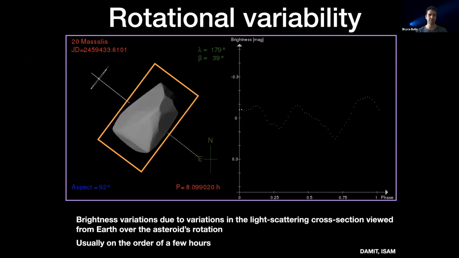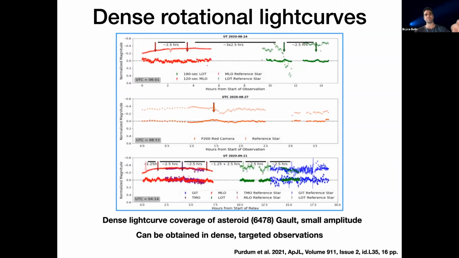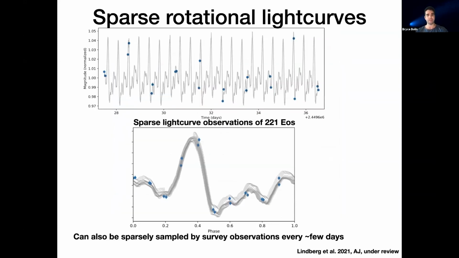Sorry about that. As the asteroid rotates, its viewing cross-section can change due to its shape. This can cause periodic variations where the period corresponds to its rotation period. This can be seen in dense light curves, such as in the case of targeting one specific object, like the interstellar object 1I, where you have large amplitude variations. You can also have very small amplitude variations, which are less than 0.1 magnitude. In LSST times, you'll have something that's more sparsely sampled, but with advanced techniques, you can actually reconstruct the rotation phase of an asteroid where you observe it every few days.